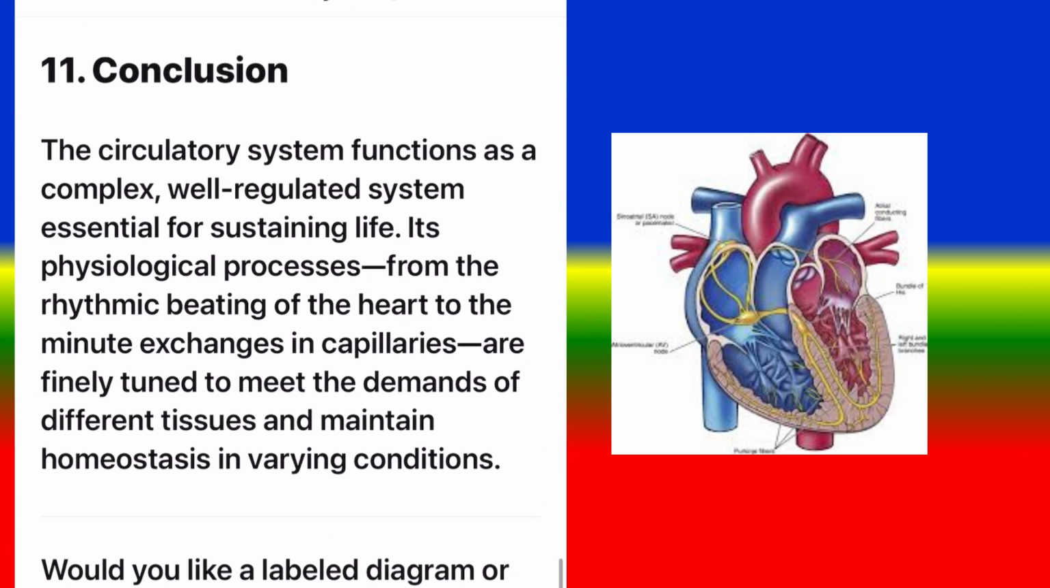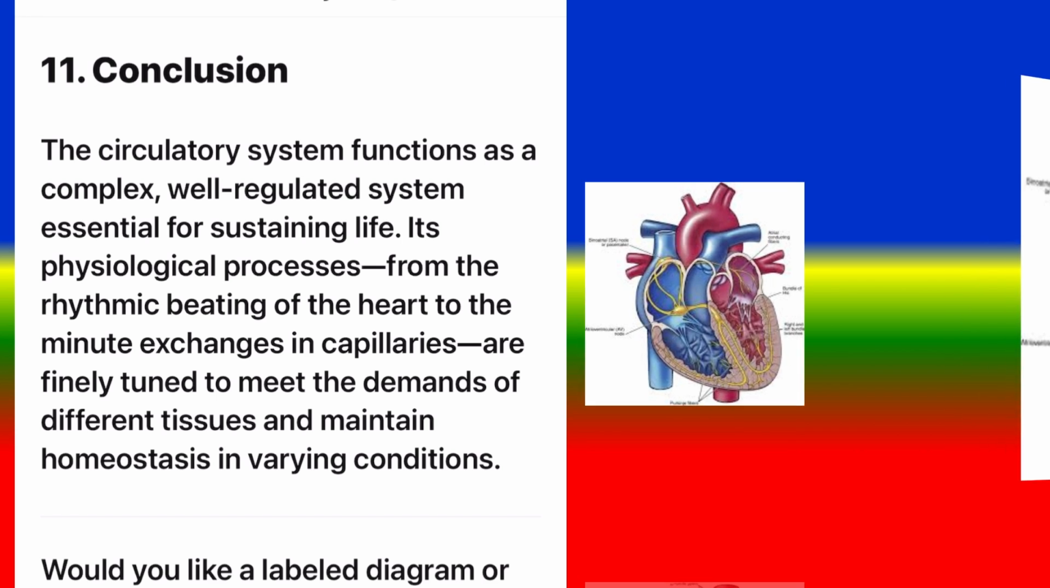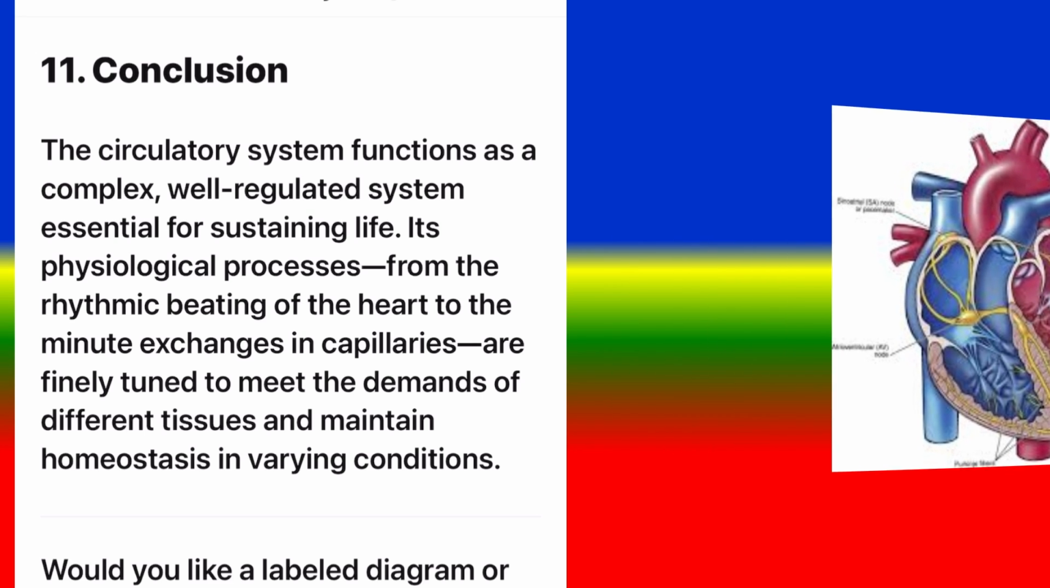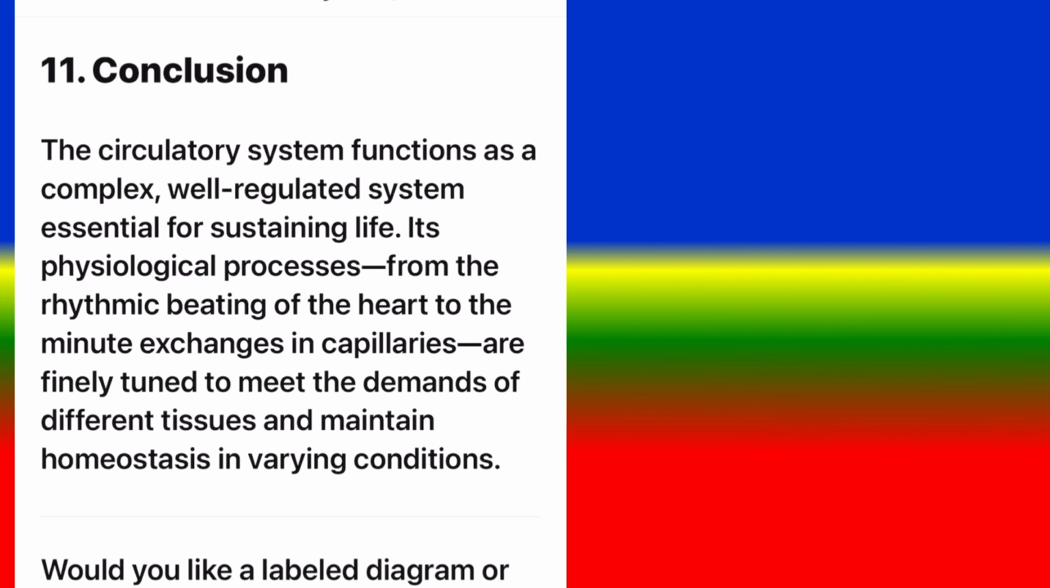11. Conclusion. The circulatory system functions as a complex, well-regulated system essential for sustaining life. Its physiological processes, from the rhythmic beating of the heart to the minute exchanges in capillaries, are finely tuned to meet the demands of different tissues and maintain homeostasis in varying conditions.